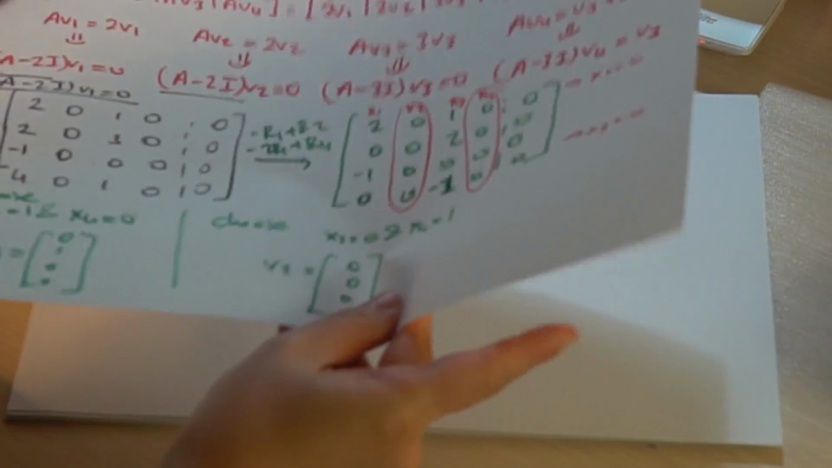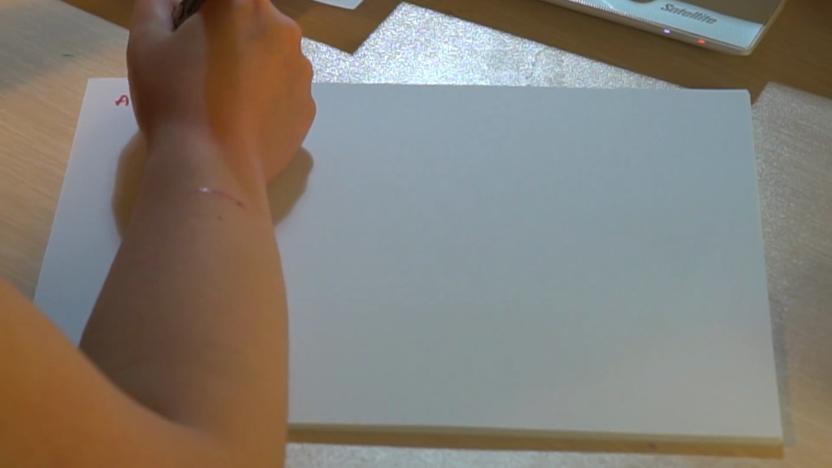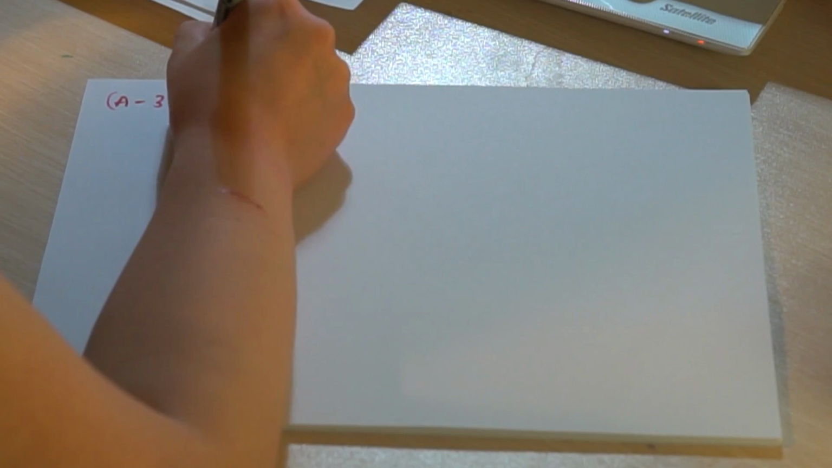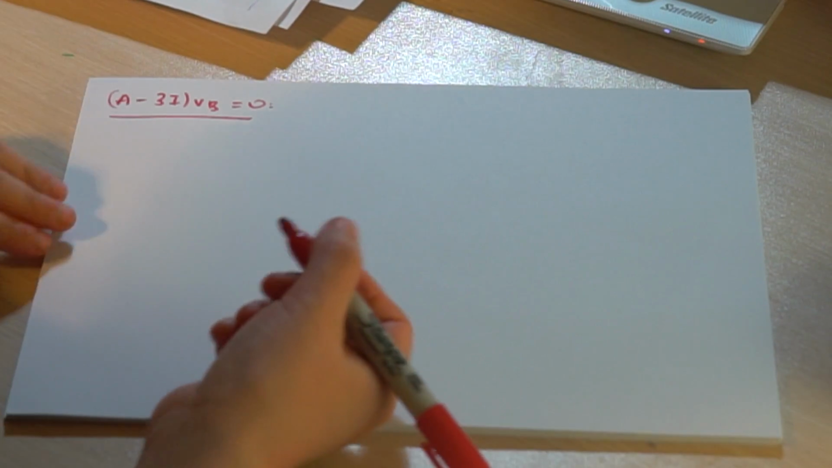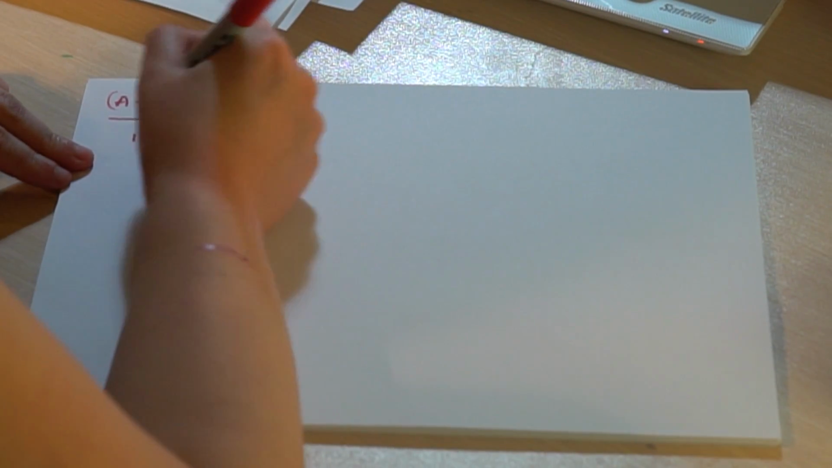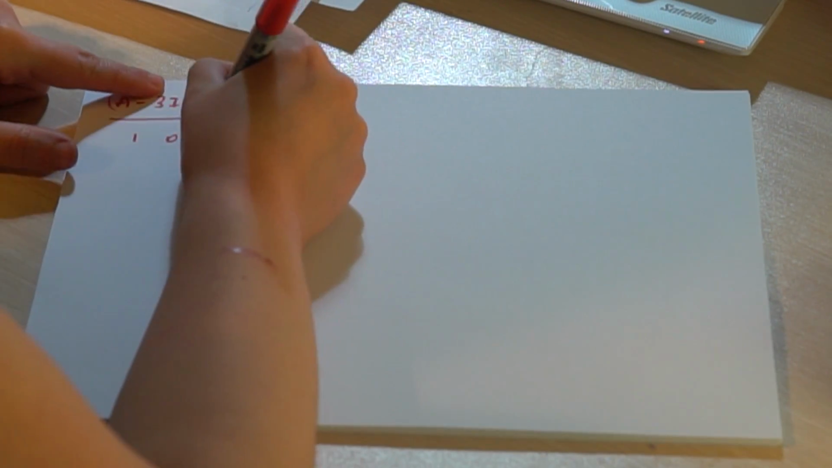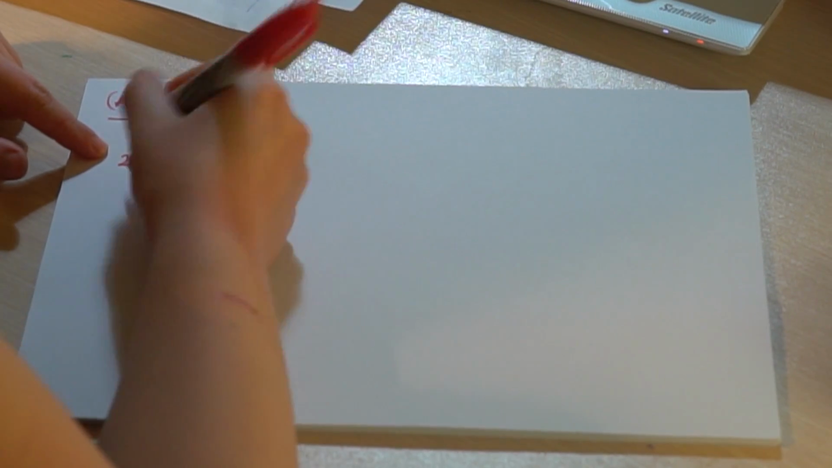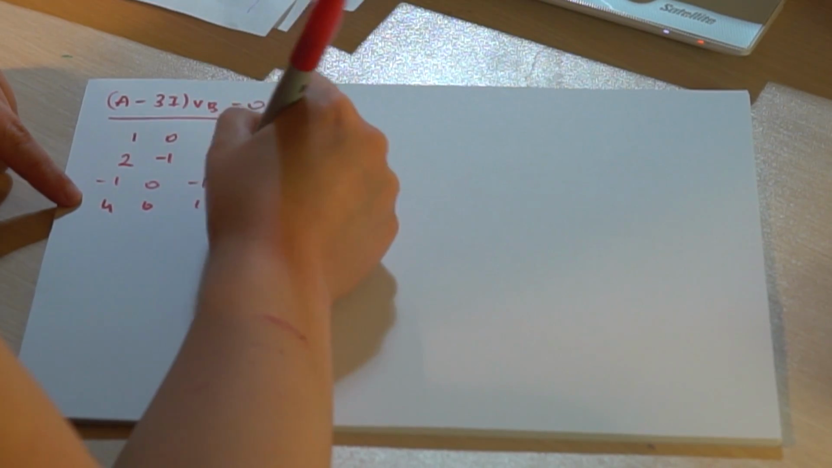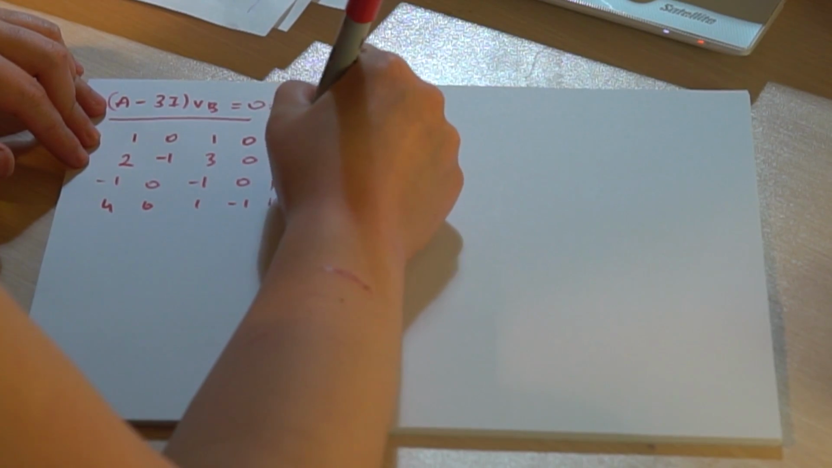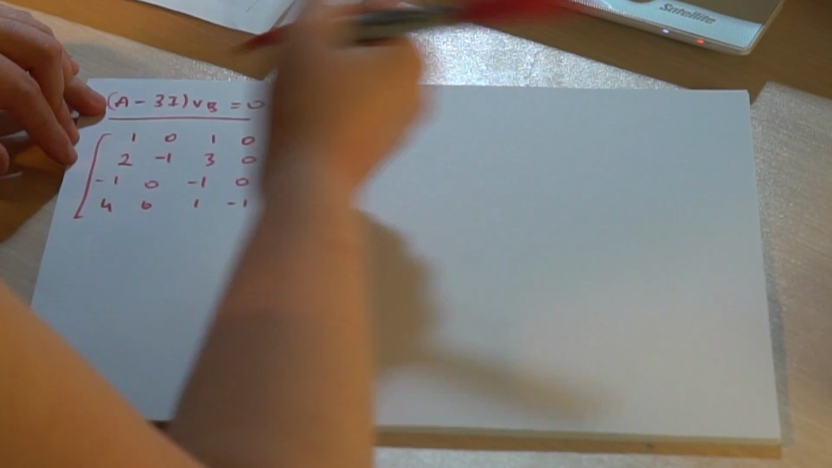So now we need to find v3 and v4. For v3 and v4 we need A minus 3I times v3 is equal to 0. First we need to solve this one. So A minus 3I will be 1 0 1 0 2 minus 1 3, 0 minus 1 0 minus 1 0 4 0 1 minus 1 0 0 0 0. Now we need to solve this one.